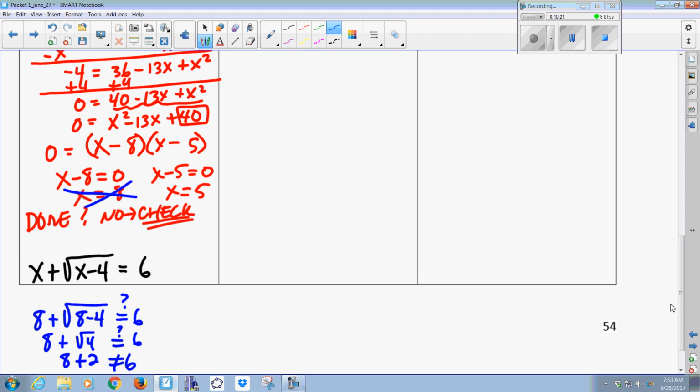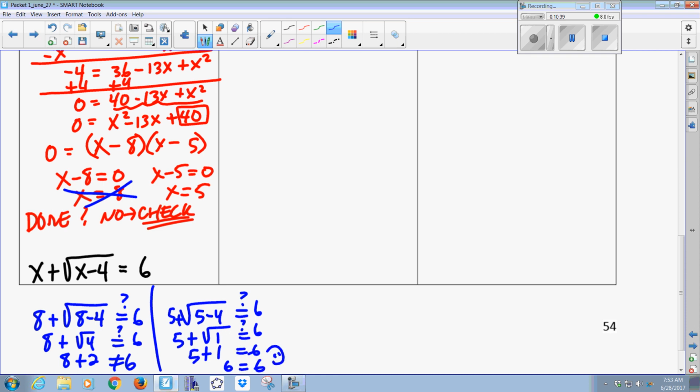Let's check out the 5. Hopefully that will work. So we have 5 plus the square root of 5 minus 4. Does that equal 6? 5 plus the square root of 1. Does that equal 6? 5 plus 1 equals 6, because 6 equals 6. You're happy. So the only solution here in your solution set is the number 5.